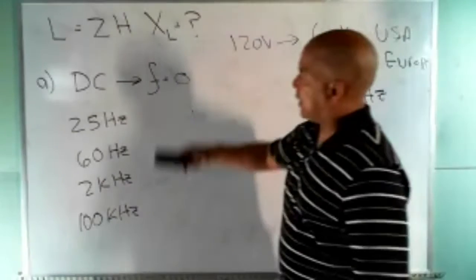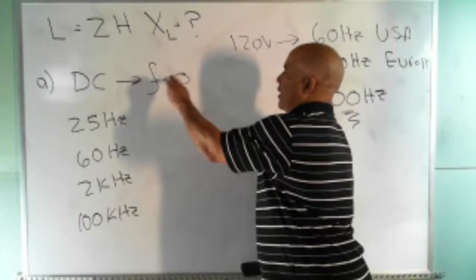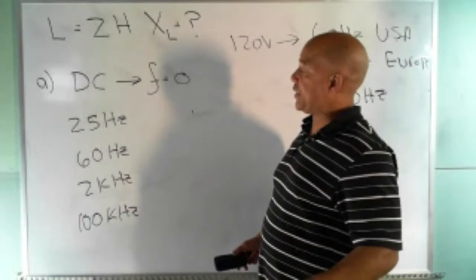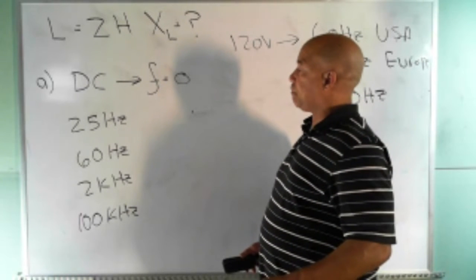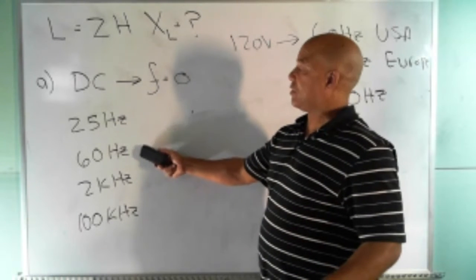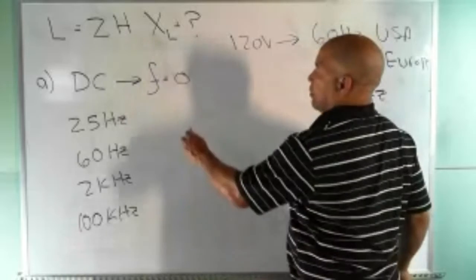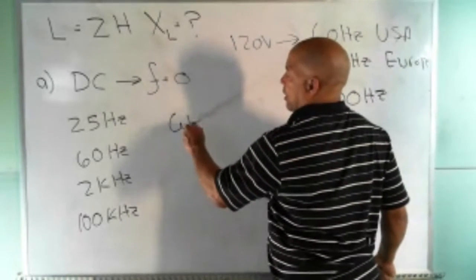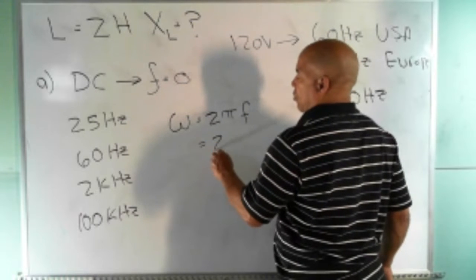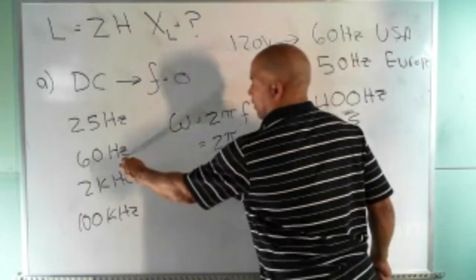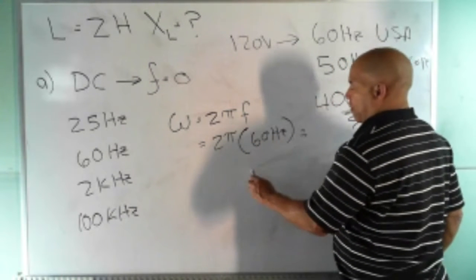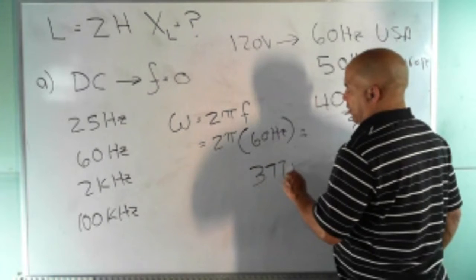So I don't think we have to do all of these. What I wanted to point out is that DC has a frequency of 0, so you just put a 0 into your calculation. This was important because 60 hertz is the frequency we use in the United States, so 60 comes up a lot. If you think about it, remember omega? Omega equals 2 pi f. If I put in this frequency, 60 hertz, then what you'll get for omega is 377 radians per second.